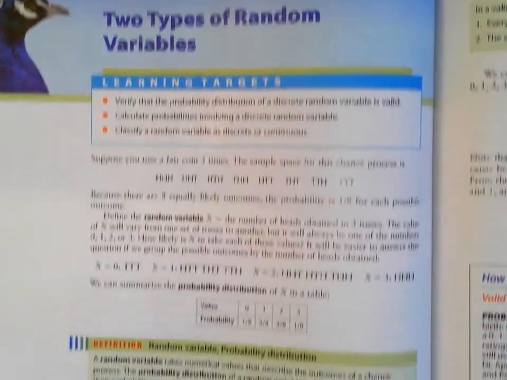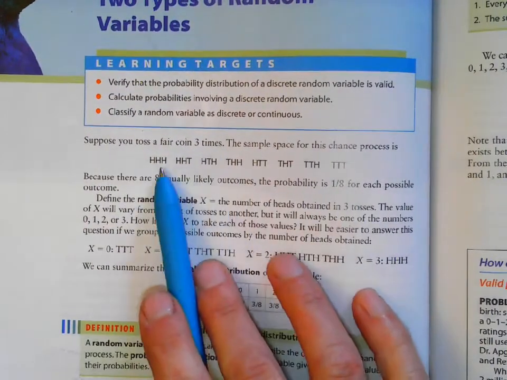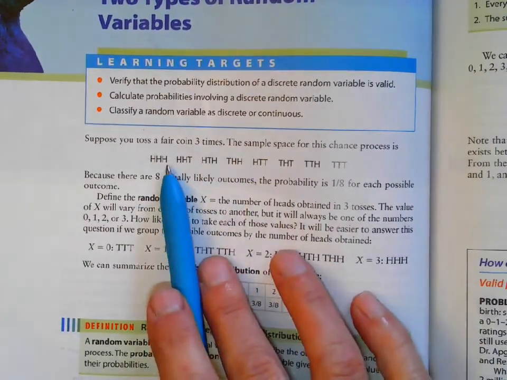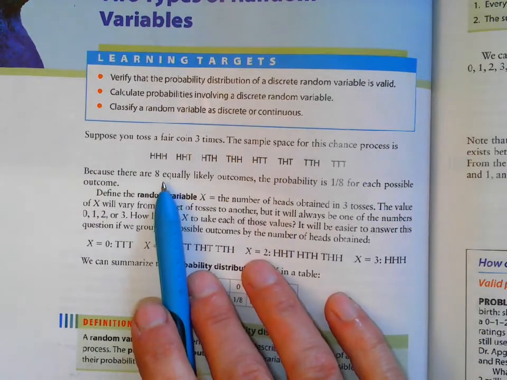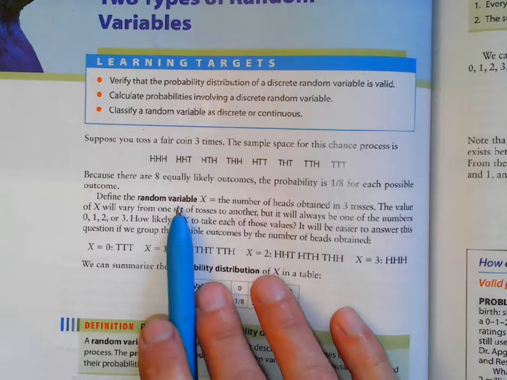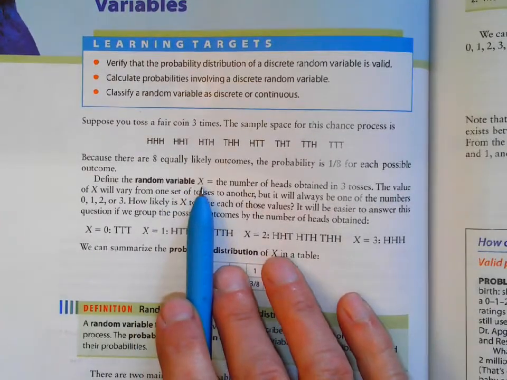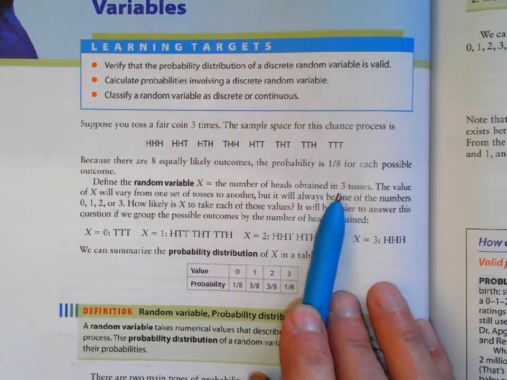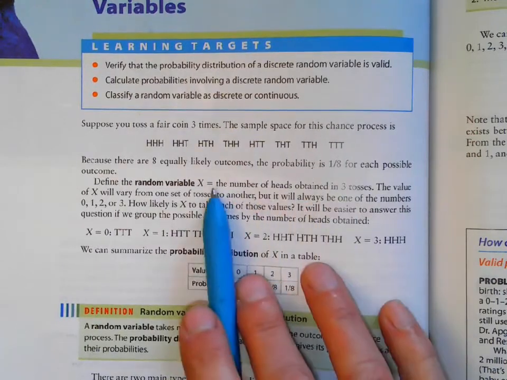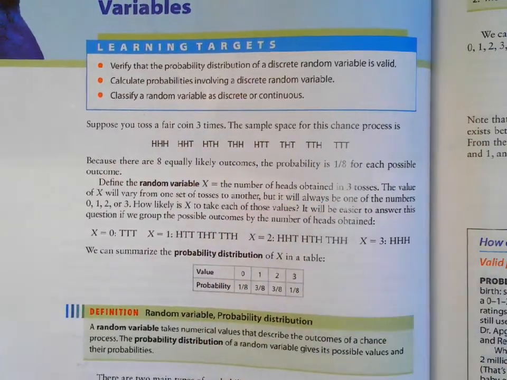Suppose you toss a coin 3 times. This is the sample space you could have. You got heads, heads, tails, etc. There are 8 different outcomes, and all are equally likely. Okay, so we're going to have this random variable. We'll call this random variable x. You could use any letter, but we'll call it x. X is the number of heads obtained in 3 tosses. So we define the random variable as the number of heads in 3 tosses.